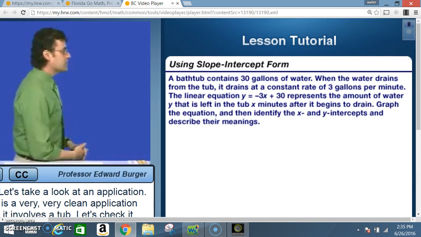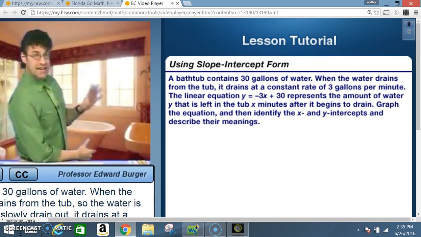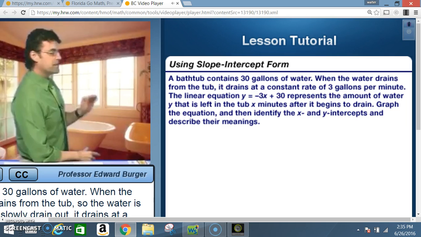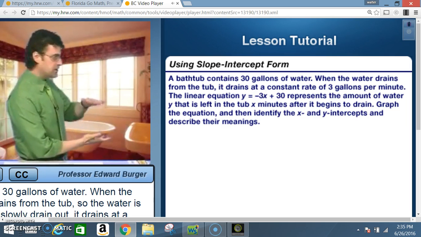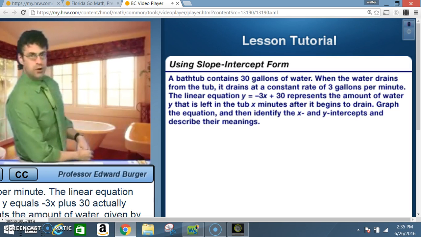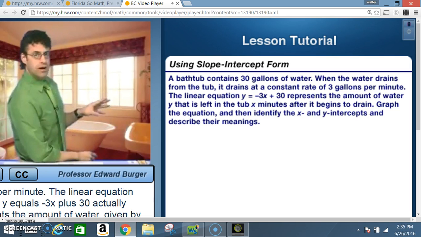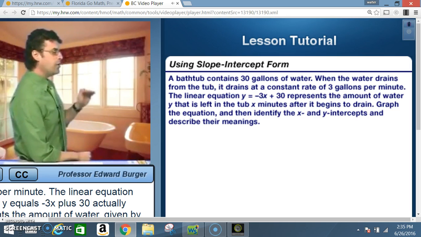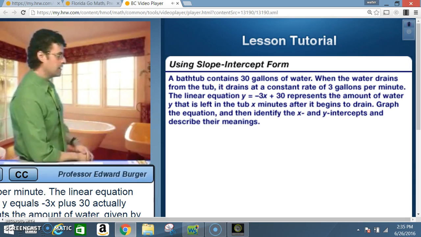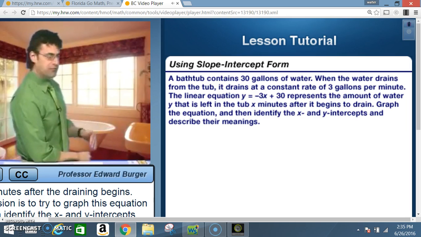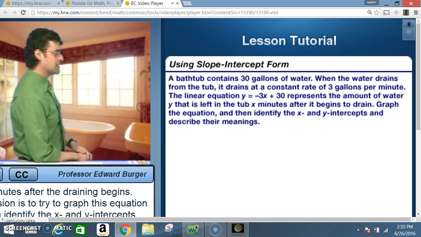Check it out. A bathtub contains 30 gallons of water. When the water drains from the tub, it drains at a constant rate of 3 gallons per minute. The linear equation given by y equals negative 3x plus 30 represents the amount of water given by y that's left in the tub x minutes after the draining begins.